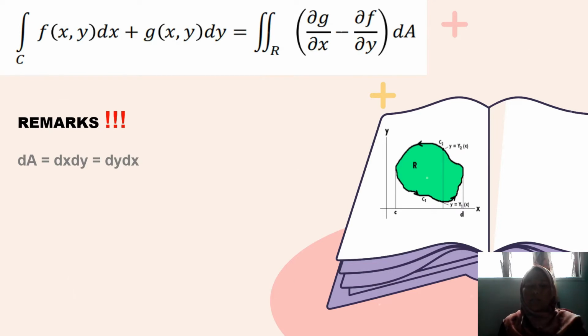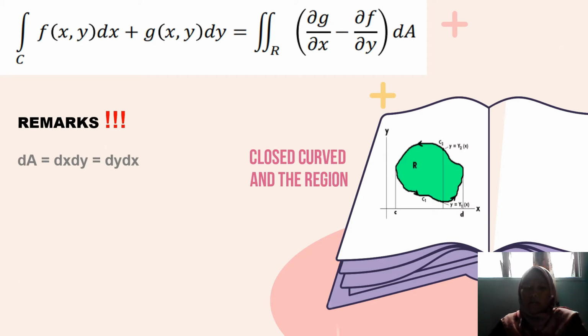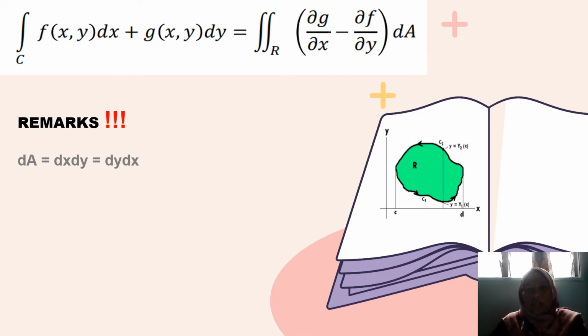By using Green's theorem, we will be able to evaluate the line integral of a smooth vector field around a simple closed curve. Let R be a simple connected plane region whose boundary is a simple closed piecewise smooth curve C oriented counterclockwise. If f(x,y) and g(x,y) have continuous first partial derivatives on some open set containing R, then the equation will be as given here.